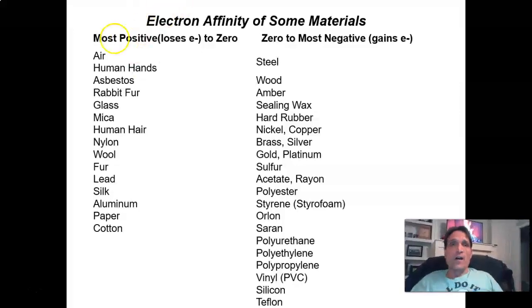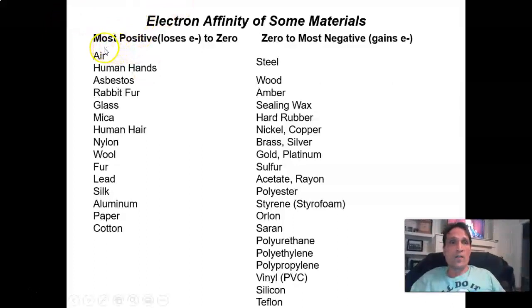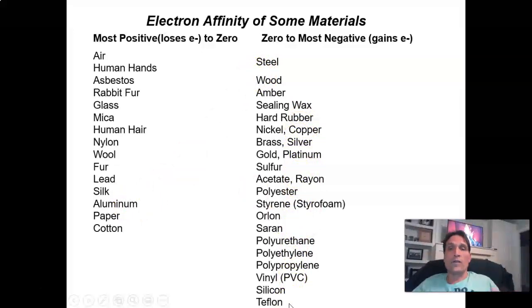Okay, so this is a table of electron affinity, and these materials here, the further to the upper left, tend to lose electrons. These materials here in the middle of the table, the bottom of the left column, the top of the right, they don't tend to have a real strong desire to gain or lose. And as you progressively go down to the bottom right, these materials tend to acquire electrons when they rub against other materials.